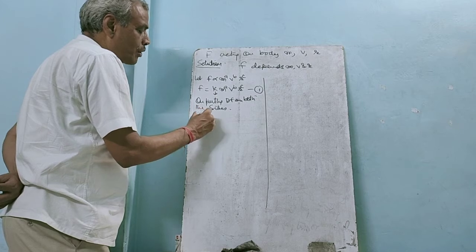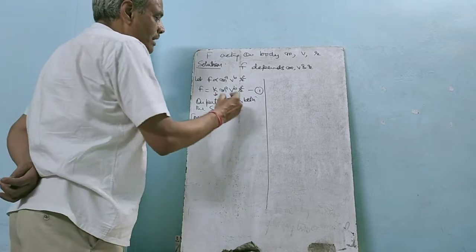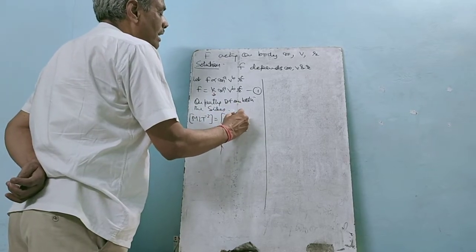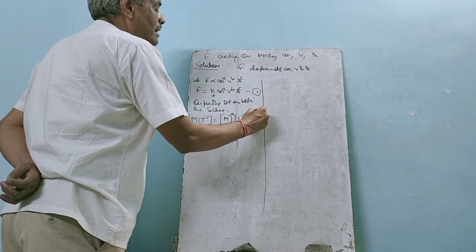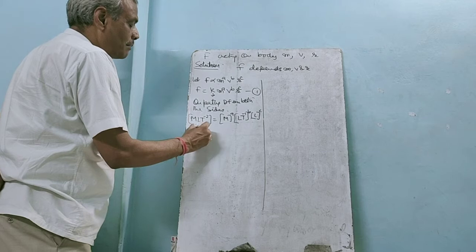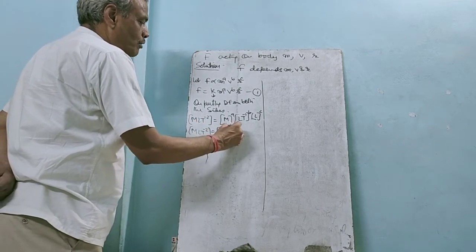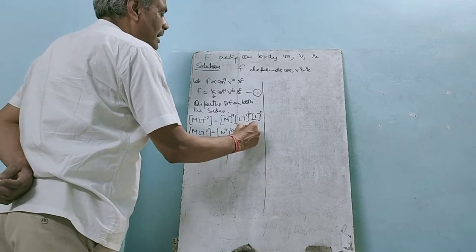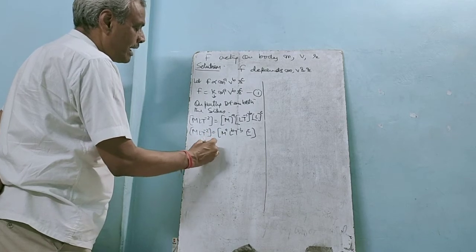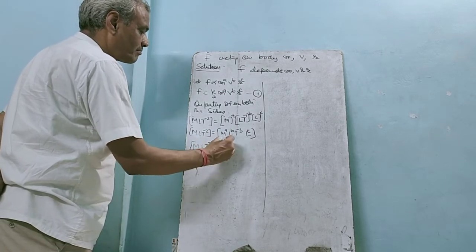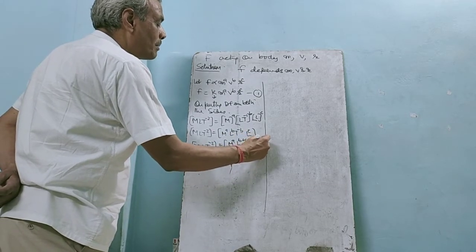See, what is the dimensional formula of force? MLT minus 2. K is dimensionless, mass M to power a, velocity LT minus 1 to power b, radius L to power c. Now MLT minus 2 equals M to power a, L to power b, T to power minus b, L to power c, and combining the powers, MLT minus 2 equals M to power a, L to power b plus c, and T to power minus b.